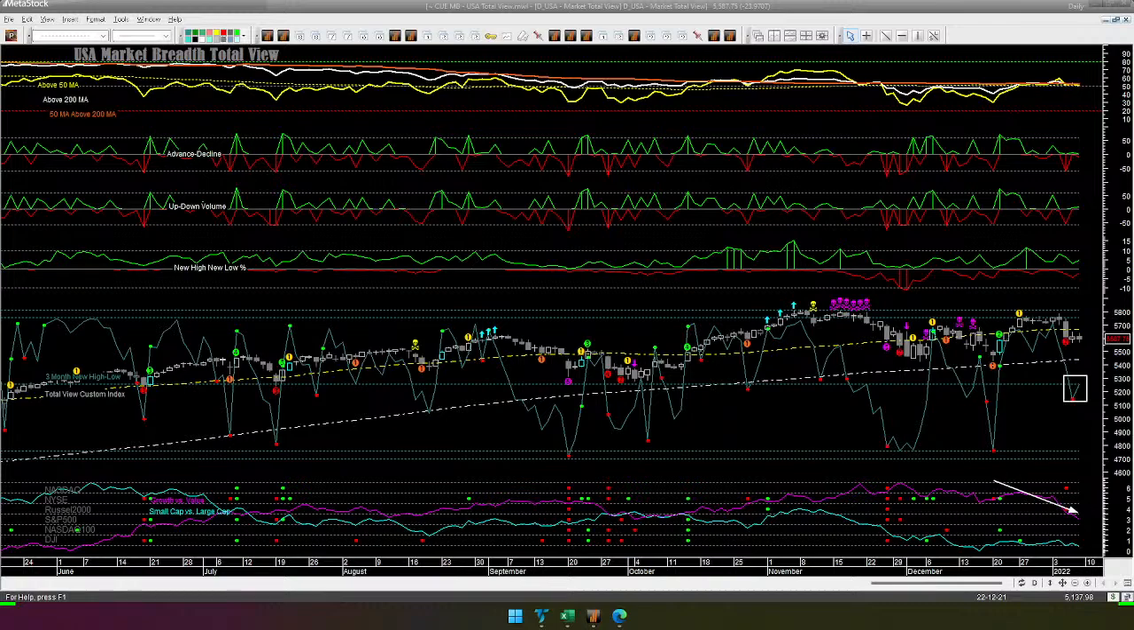This magenta line, growth versus value, is now starting to go down. Earlier I showed it was going up, so growth was doing better. Then I mentioned in the previous 1-2 webinars it was flattening out. Now it is clearly rolling over, clearly in a downtrend in the last couple of days. So growth is doing worse.